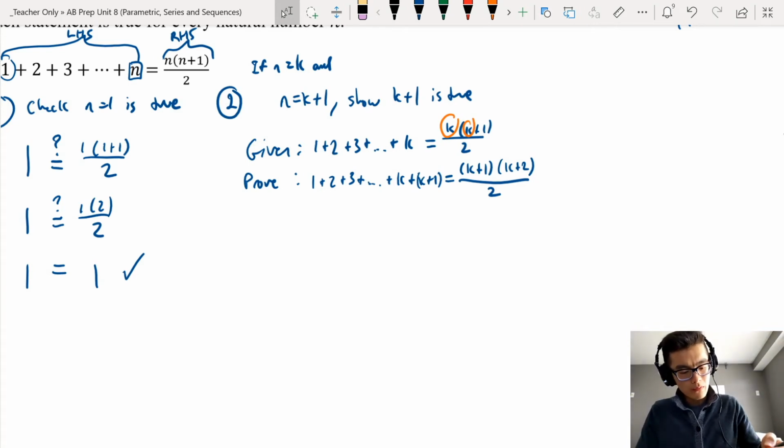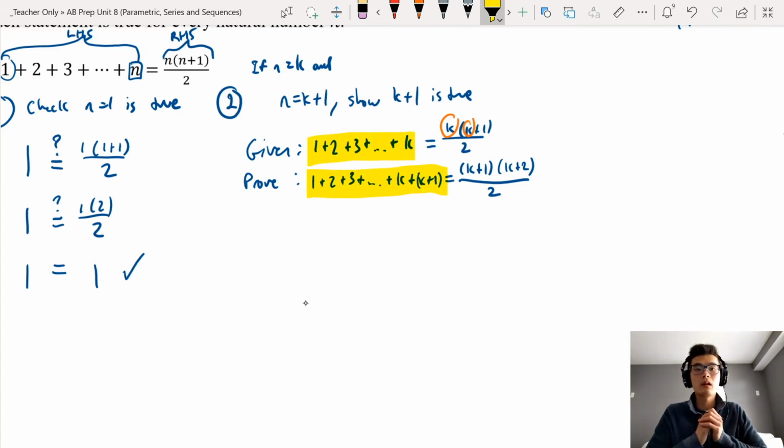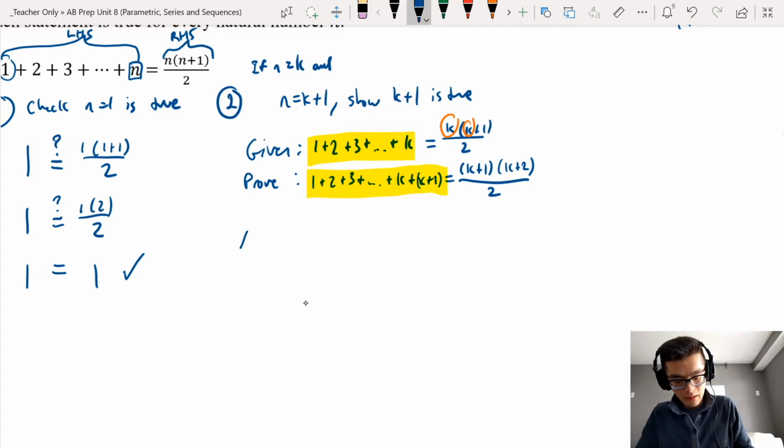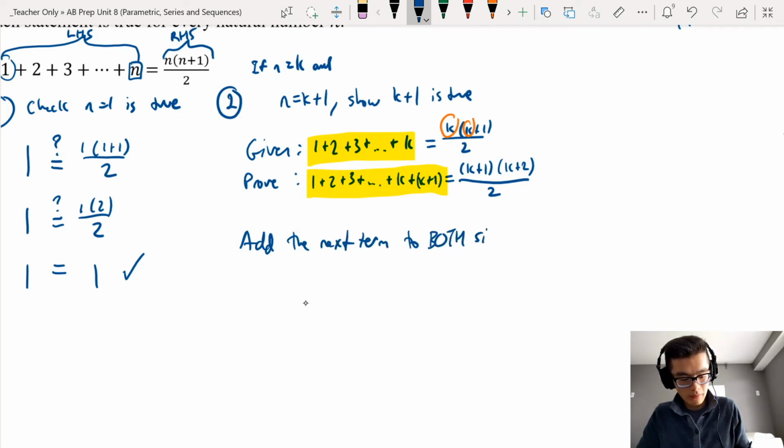Take a look at the given, and then take a look at the proof step. And what I really mean is take a look at, come on, where's the highlighter? Take a look at this step and this step here, particularly on the left-hand side. What is the only difference? I'll give you a second to kind of look there. If you said that the second one is adding the next term, bingo, that's it. All you need to do is add the next term to both sides.